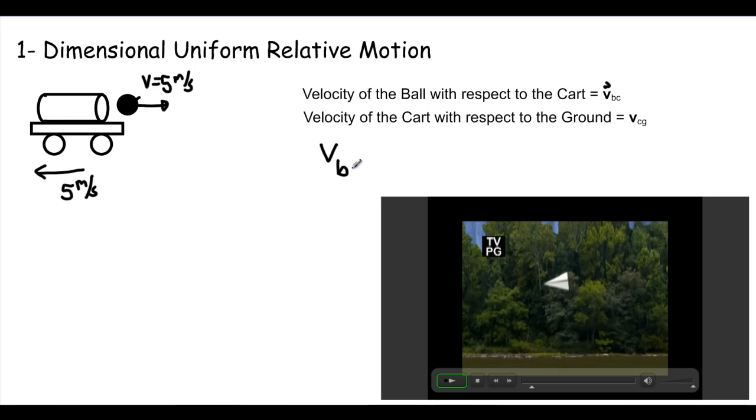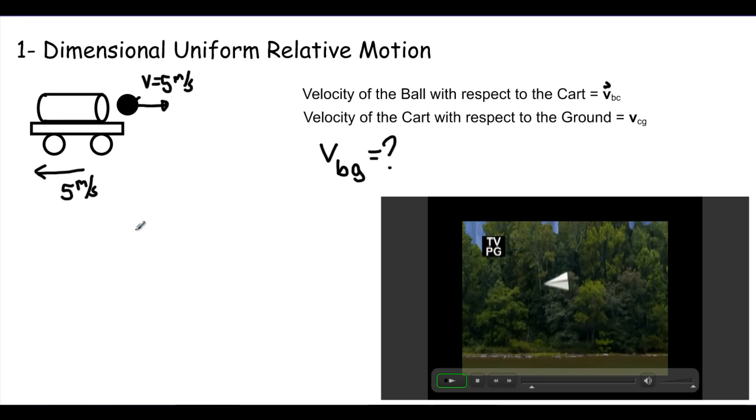Velocity of the ball with respect to the ground. Now I don't know that yet, but I'm going to show you how to calculate it. The technique you want to use is called the subscript sandwich, and I made that up. But we're going to use a sandwich of subscripts to get what we want.